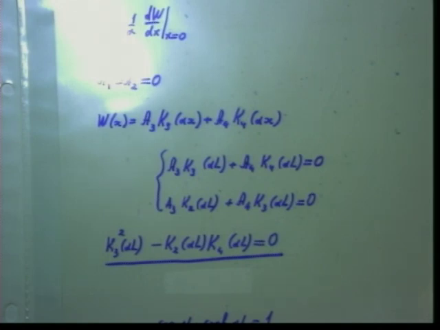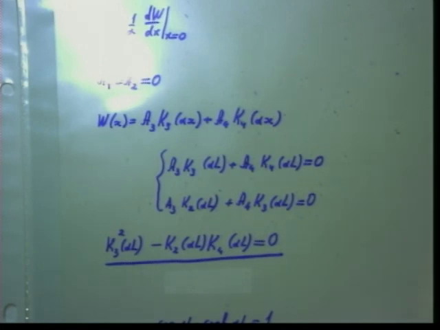Now we would like to satisfy the boundary conditions at the end. So I write down here L. Instead of x in the expression for W of x, I substitute L. I get A3 K3 alpha L plus A4 K4 alpha L equals 0. Then I differentiate this expression. The derivative of K3 will be alpha times K2. The derivative of K4 equals alpha times K3. So the derivatives are very easy to remember.